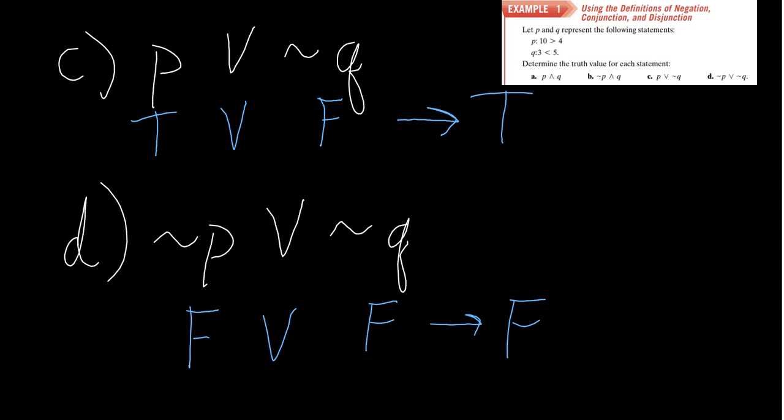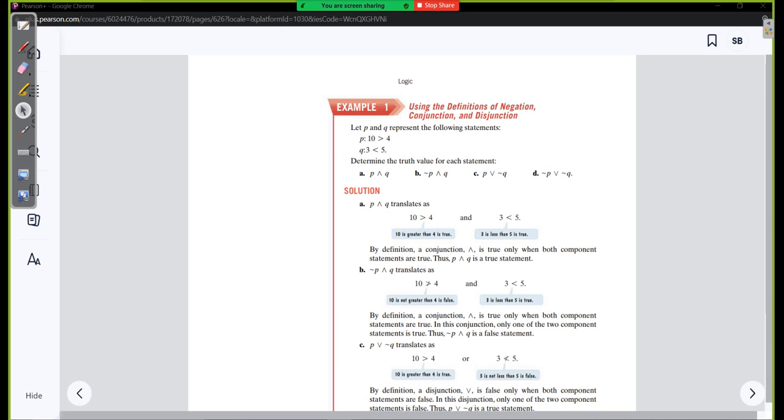Well, for an or statement, only one of them has to be true, just one. And if one is true, then the statement's true. And of course, in D, both are false, so the statement was false. We're going to be using that for the rest of this section.